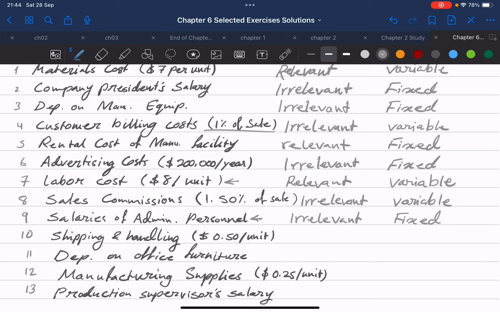Number 10, shipping and handling. Shipping and handling here is irrelevant because if they produce in-house or outsource, they're still going to need to incur these costs, right? So this is irrelevant. Is it a fixed or a variable cost? Again, because we can see here clearly 50 cents per unit, that makes it a variable cost.